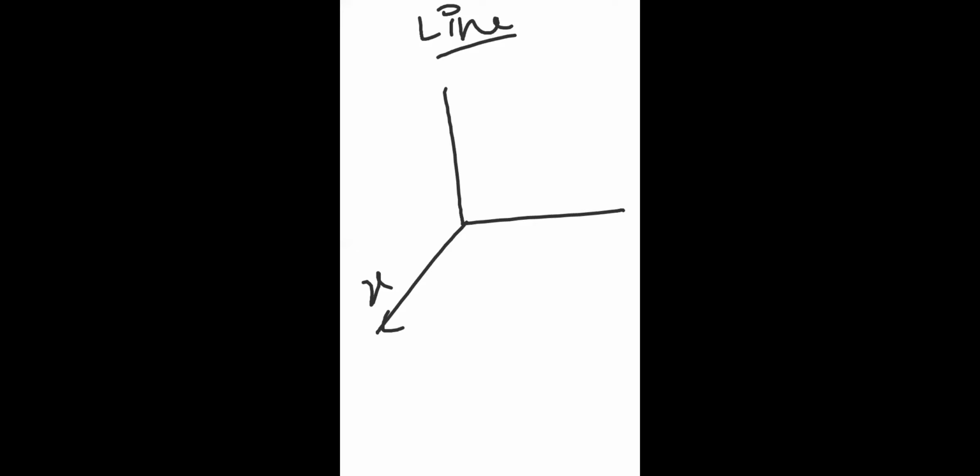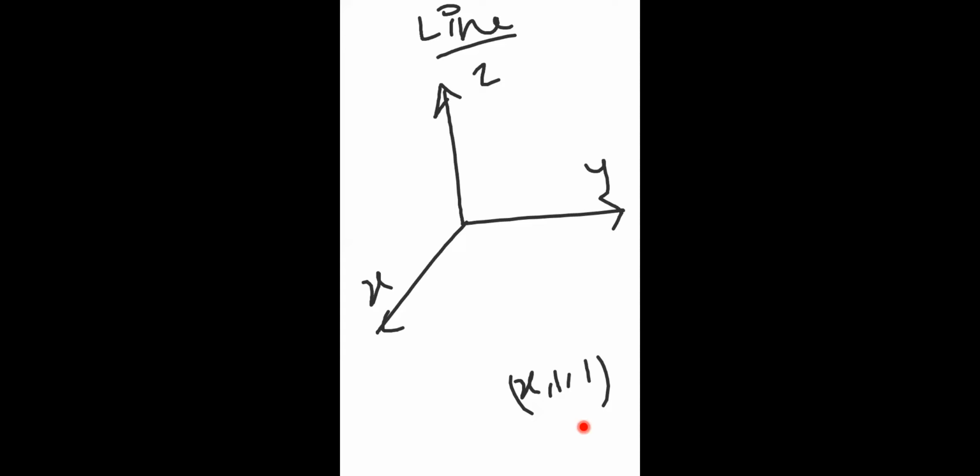Say for example, this is my XYZ. If somebody is giving you a line like this, X comma 1 comma 1, what is the meaning of this, sir? X can be anything, but Y has to be 1 and Z has to be 1.